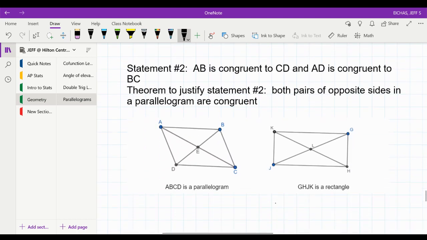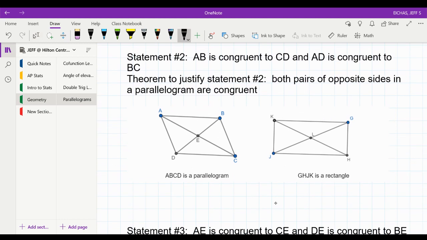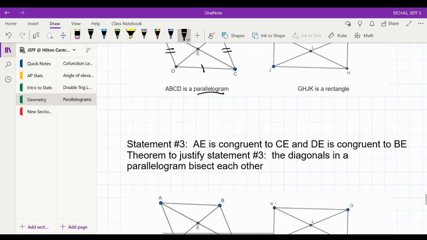Next statement. If I tell you this is a parallelogram, you could tell me AB is congruent to CD and AD is congruent to BC. Notice the difference in marks. It's not an arrow, it's a slash. That's how we show congruent in our course. Why are those congruent? Because both pairs of opposite sides in a parallelogram are congruent. Make sure you use the right word. It's very easy to say the wrong word because they're congruent and they're parallel. So make sure you say the right word to justify your statement in proof.